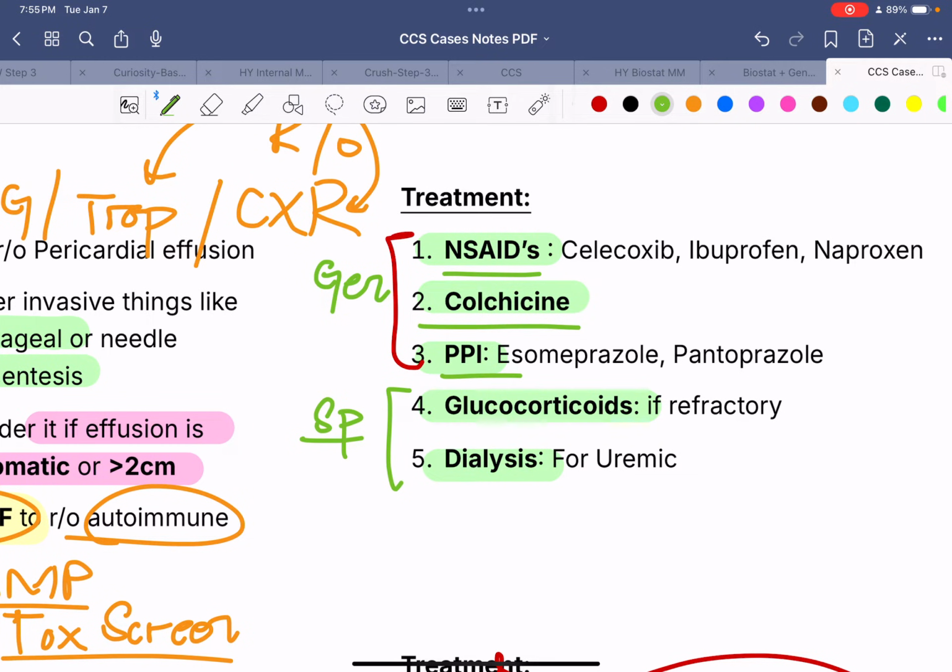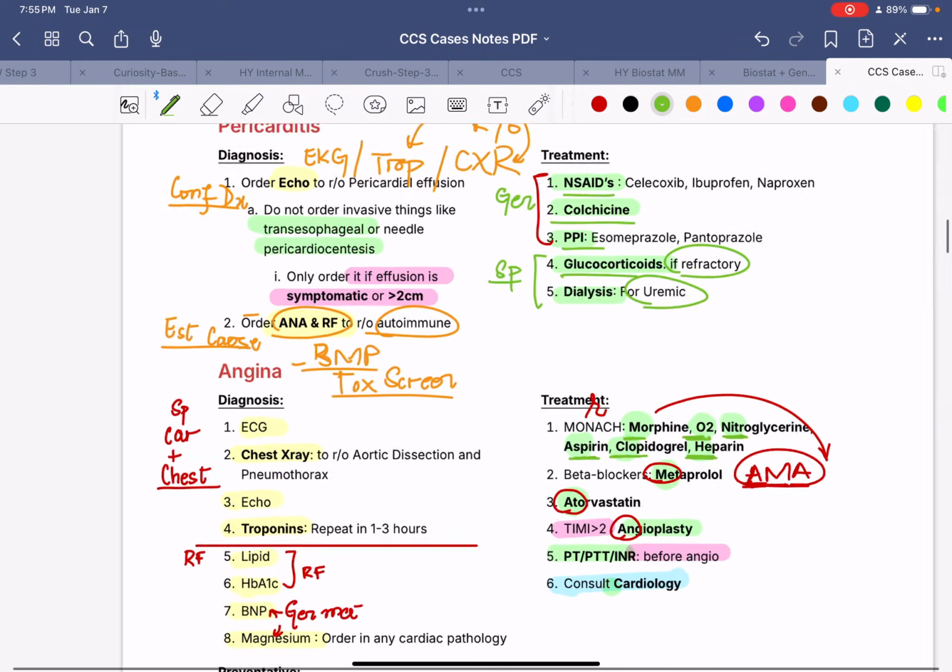And then if the patient is still refractory after NSAIDs, colchicine, and PPI, the pericarditis is refractory, then you're going to give glucocorticoids. And specifically, if it's a uremic cause, the patient has high BUN and creatinine, then you're going to go ahead and do dialysis. So this was regarding pericarditis.